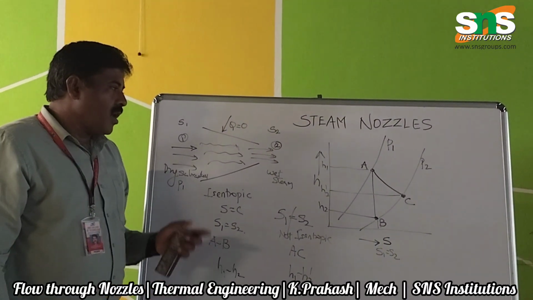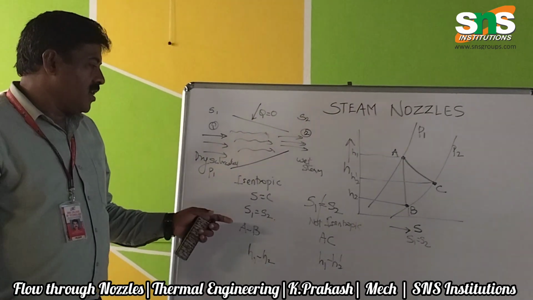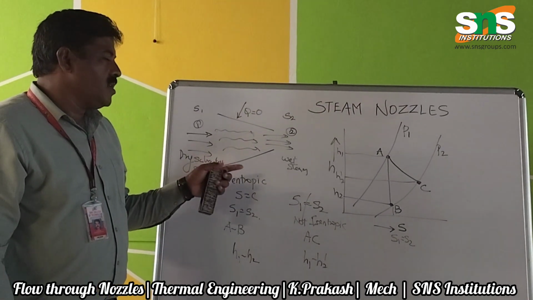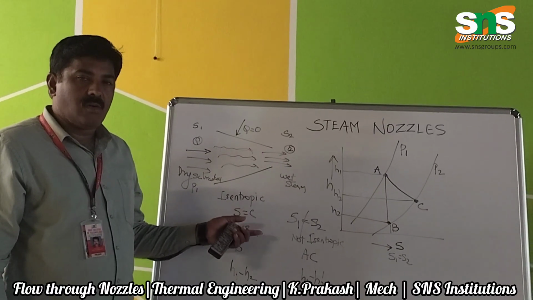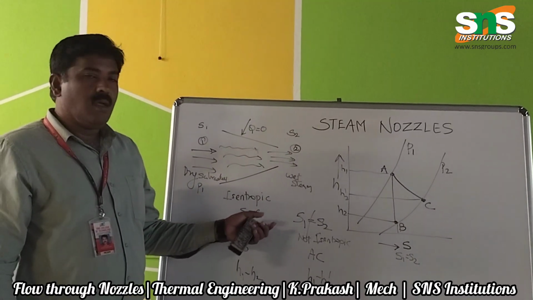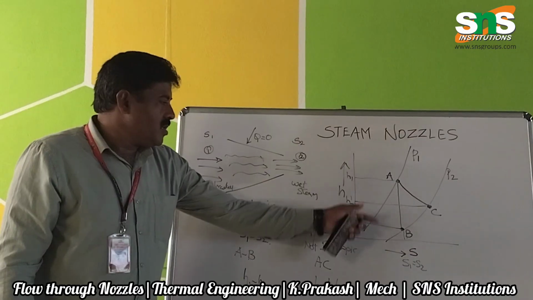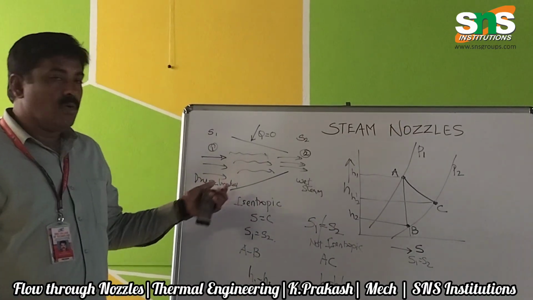Okay. So we conclude that in real cases, when the flow is through the nozzles, because of friction the process will not be isentropic, therefore S will not be constant. So this is the conclusion from our flow through the steam nozzles.